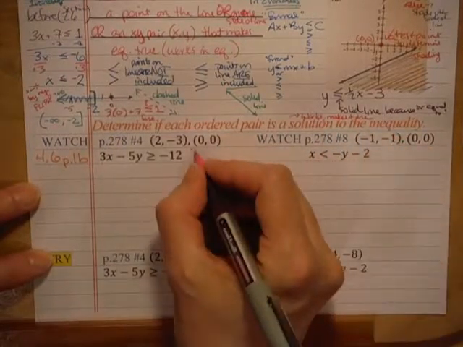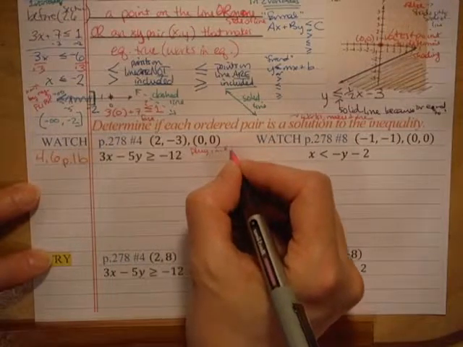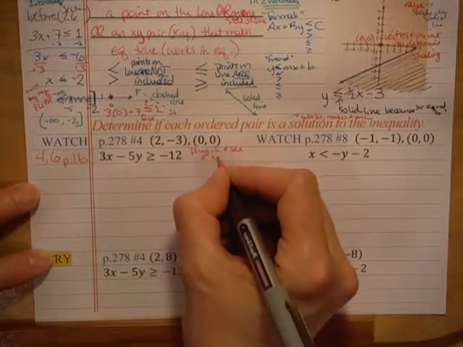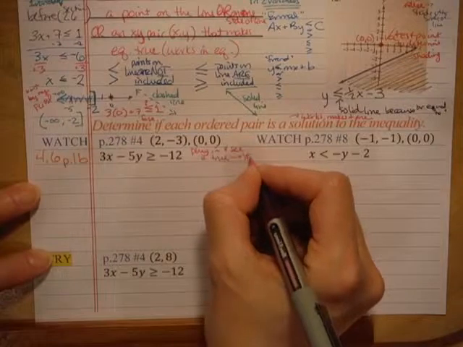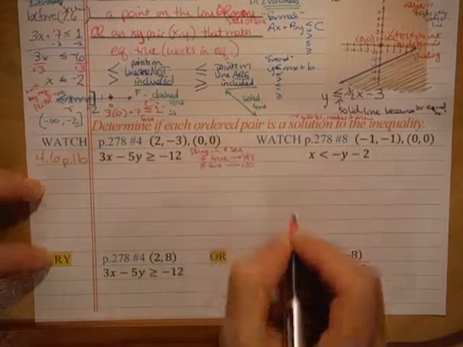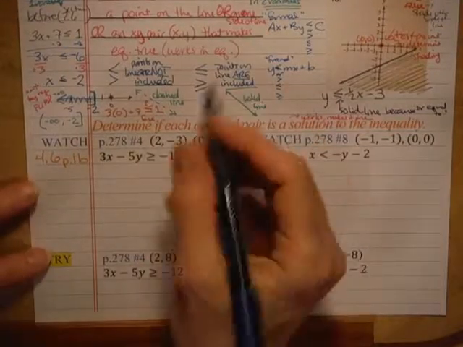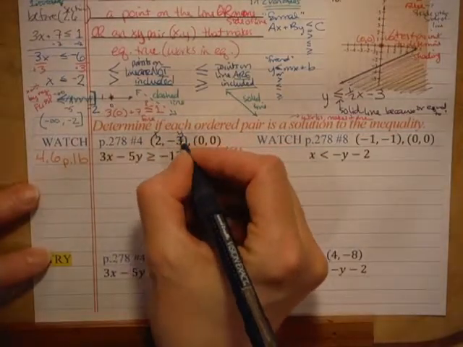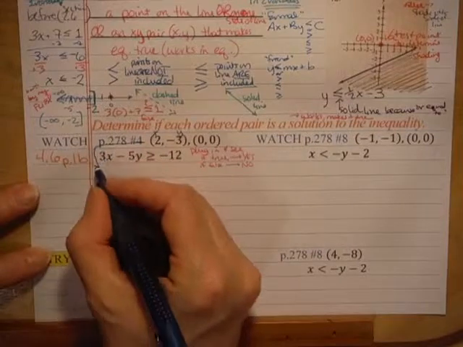So we're going to plug in and see if you get a true statement, then yes, it's a solution. If you get a false statement, then no, it's not a solution. Okay, so let's go with our first point here, (2, negative 3). So we're going to check it out.